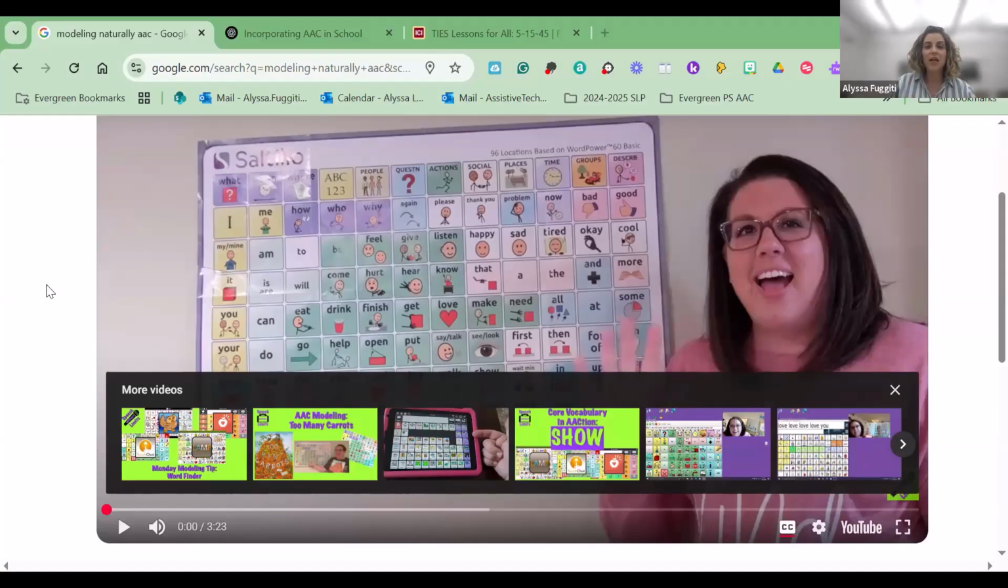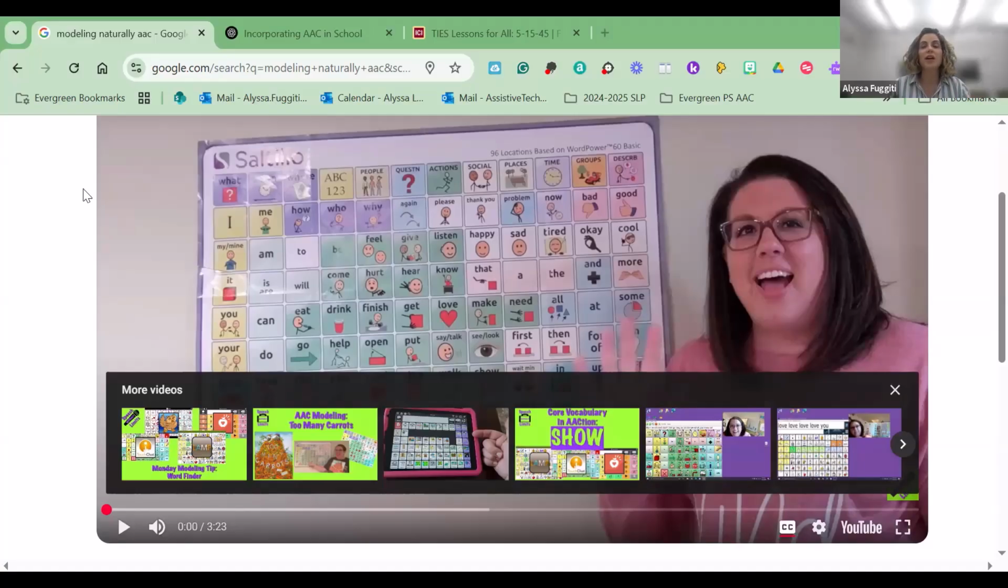So I love this Monday modeling tip on how to model AAC naturally. I could probably recite it verse by verse because I've watched it so many times, but it's 3 minutes and it shows what it looks like when I say model naturally throughout the day. How are we using even just a core board? We don't need their devices in every instance to encourage staff, paras, teachers, classroom staff to model language from their core boards or from their devices in natural situations.